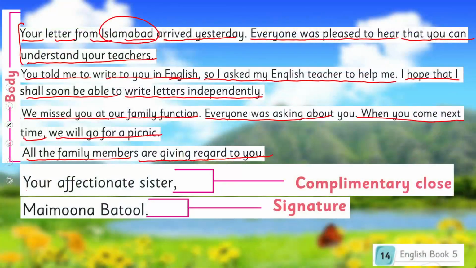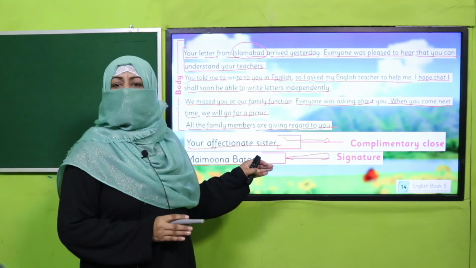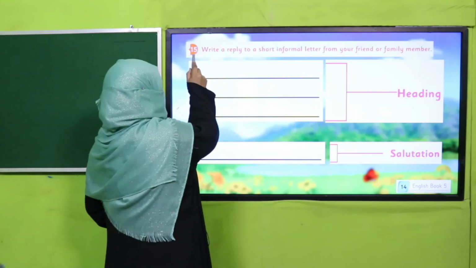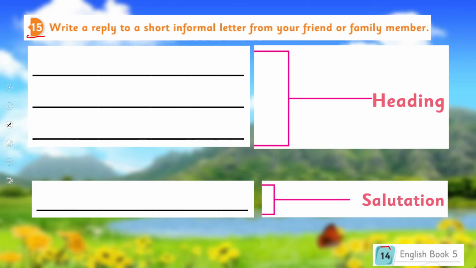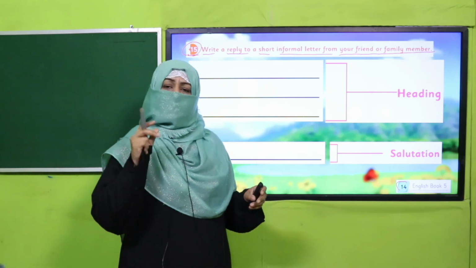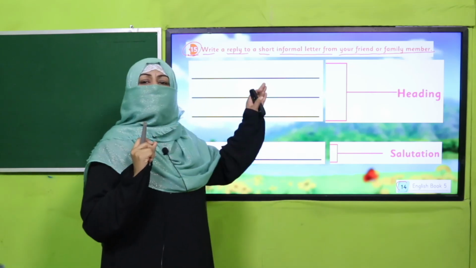And here is the complimentary clause, your affectionate sister, Memuna Batul. So here, this is the complimentary clause and this is the signature or name. Now you see all the segments. How do we write a letter? It's time for practice. On page number 14 of your book, question number 15, write a reply to a short informal letter from your friend or family member. As I told you, by the activity, now you have many ideas. So pick one of the ideas and start writing a letter.